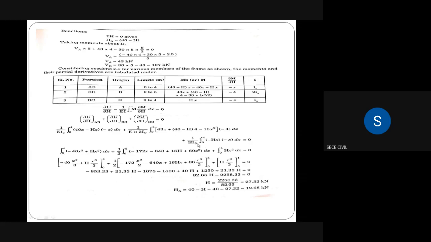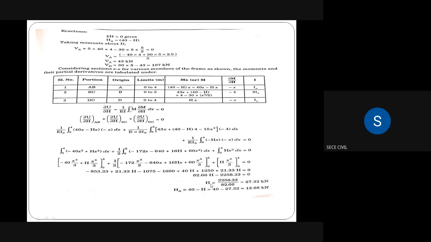They commonly took 1 by I0. After that we are integrating. The integration of x square is x cube by 3. So minus 40 x cube by 3 plus hx cube by 3, limit 0 to 4. Similarly, we integrate these two terms also and apply the limits. Finally, we get the h value as 27.32 kilonewton.